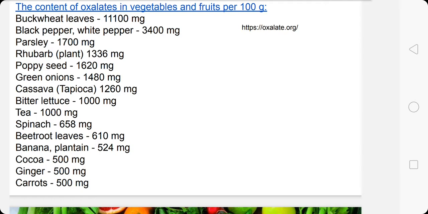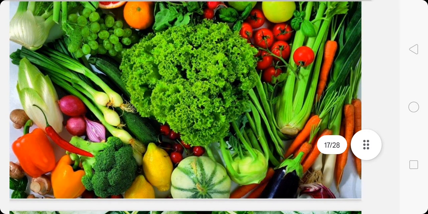So let's check what is the high content of oxalates in vegetables and fruits. You see that green onions, which are popular in salads, have a lot of oxalates. Also green tea. If you drink green tea, you are consuming a lot of oxalates. Spinach is again considered by medical doctors as a very healthy vegetable, but the situation is quite opposite. Even banana has a high amount of oxalates. So all the stuff which is presented here, better think twice before you eat them.